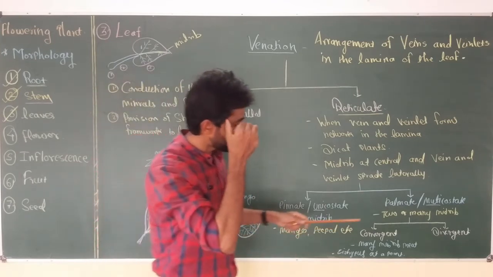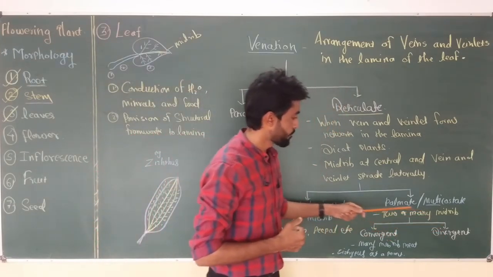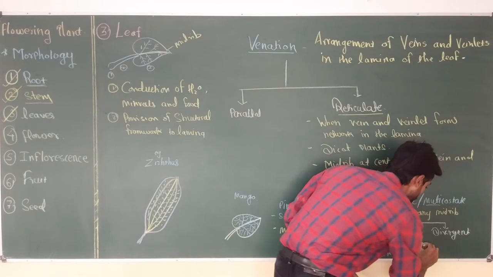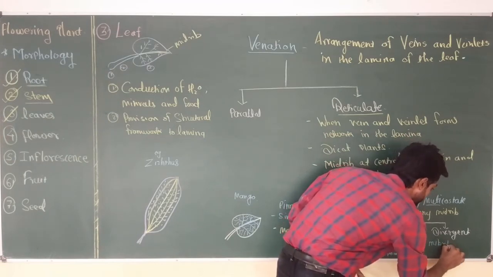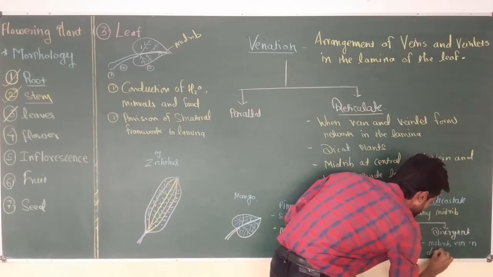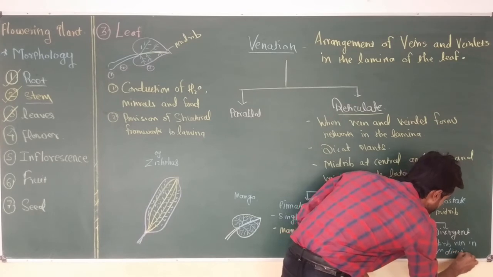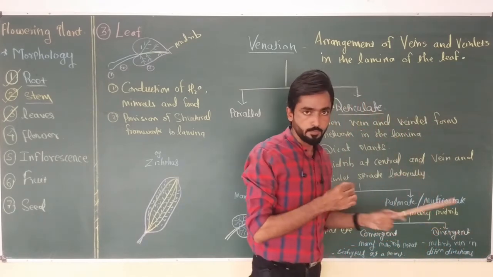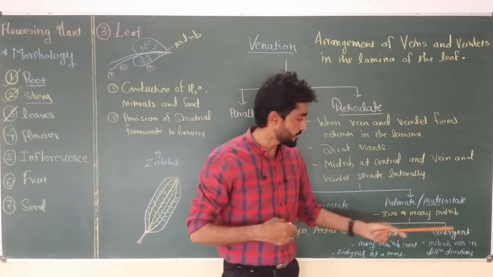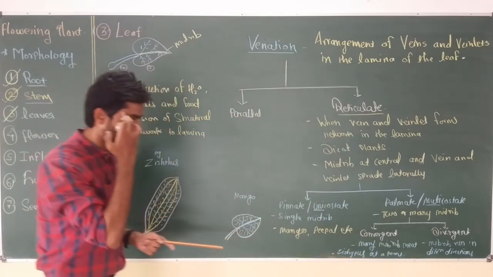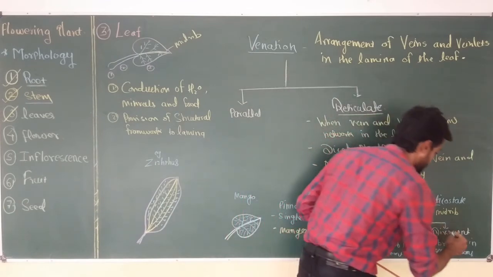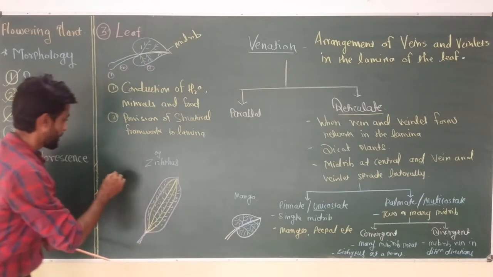The last type of venation is divergent palmate reticulate venation. In this type of venation, midribs run in different directions. They diverge from the initial point and then they run separately. They do not meet at the same point in the lamina. So it is called divergent type of venation. A well-known example of this type of venation is found in the castor plant.